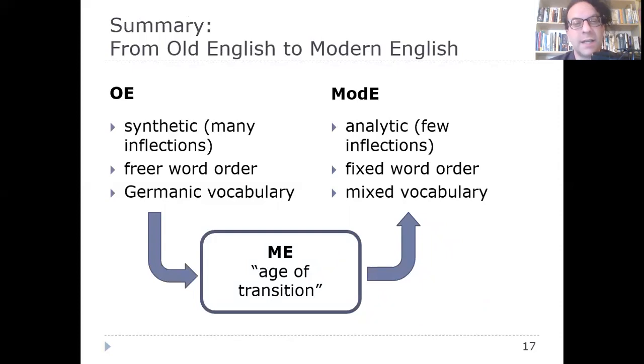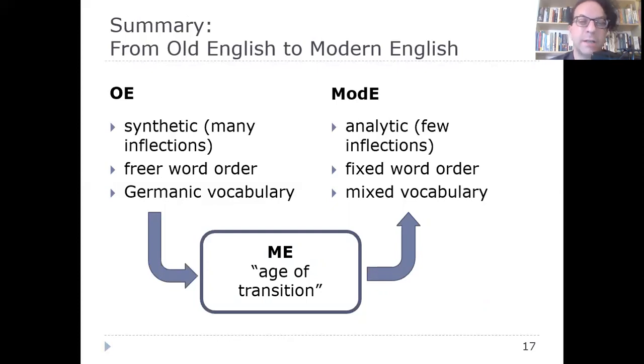Old English had a slightly freer word order than modern English does. Modern English has a very fixed word order. So again, Middle English, as an age of transition, maybe word orders are becoming more fixed than ever. Maybe the subject verb object rule that we have in English today is firmly establishing itself in the Middle English period.